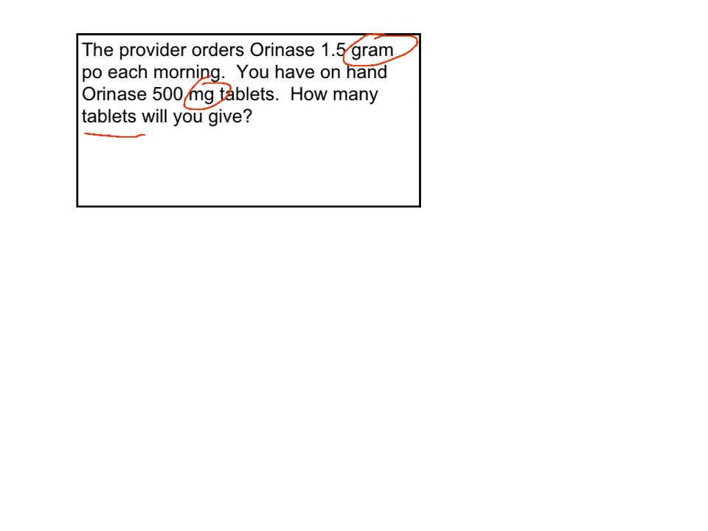What you notice right away is that the doctor has ordered the medication in grams, but what you have on hand is milligrams. Grams do not equal milligrams, and so the first calculation that you're going to have to do is to convert grams into milligrams. So let's go ahead and do that. 1 gram is equal to 1,000 milligrams.